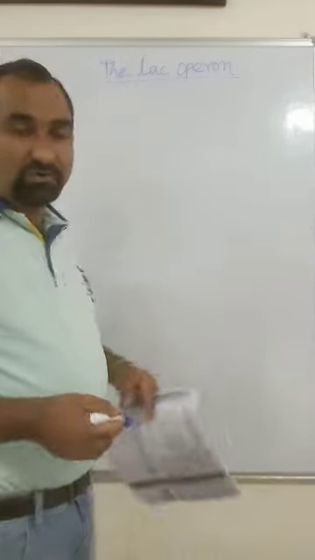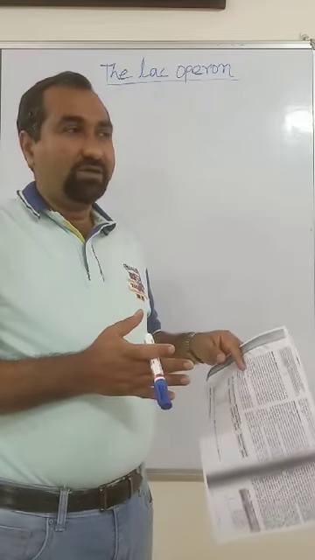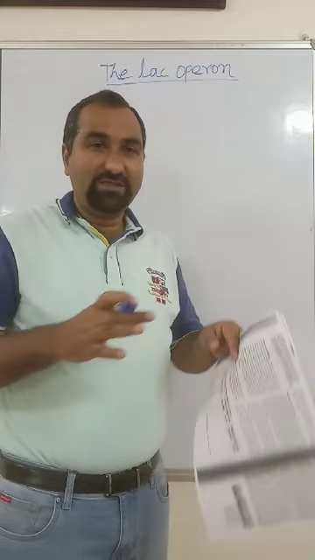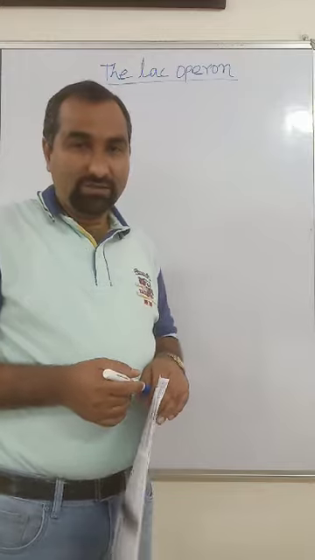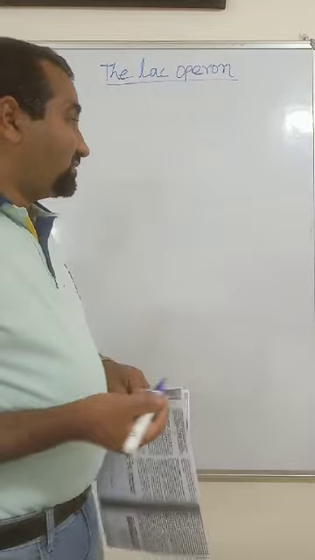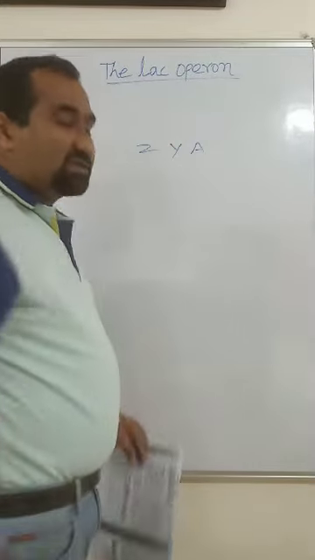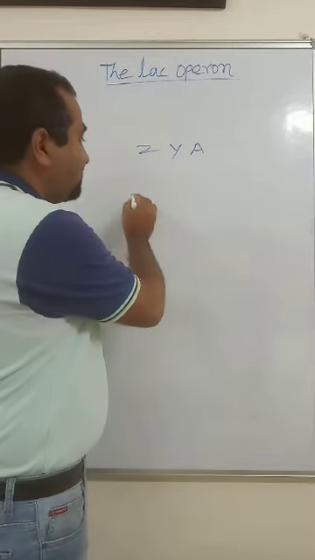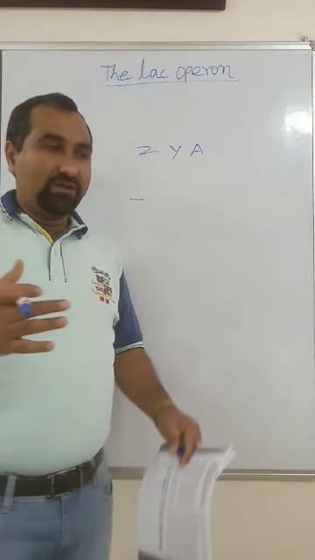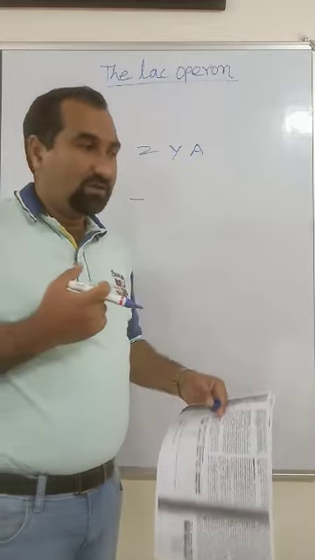So, what is an operon? Operon is a term used particularly in the case of bacteria. The term indicates an operational unit. In bacteria, suppose there are three genes Z, Y, and A. These three genes are required for a particular function, that is, digestion of a particular metabolite such as lactose.